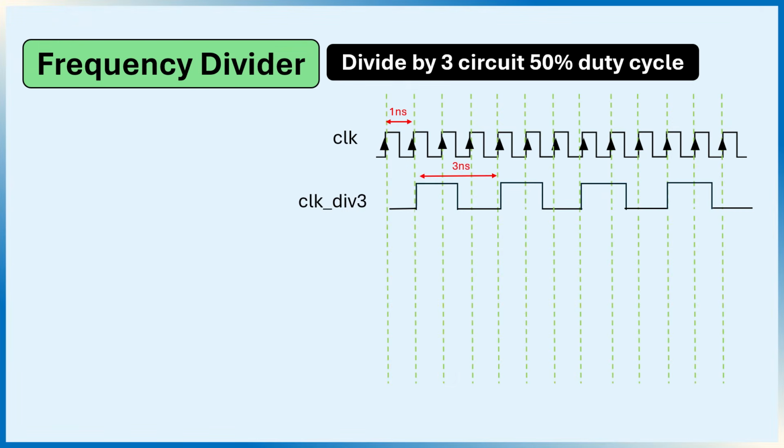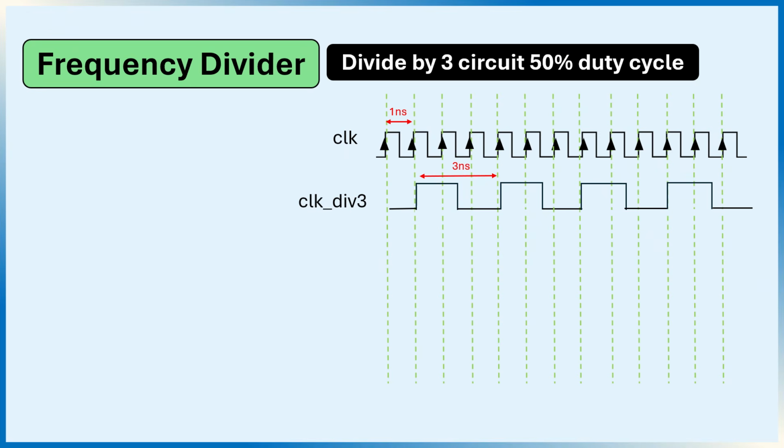Hey everyone, in this video we're gonna cover frequency divider, specifically dividing by 3 with a 50% duty cycle. So what do I mean when I say divide by 3? Let's assume our original clock is 1 nanosecond and we want to generate a clock that is 3 nanosecond time period. How can we do it?